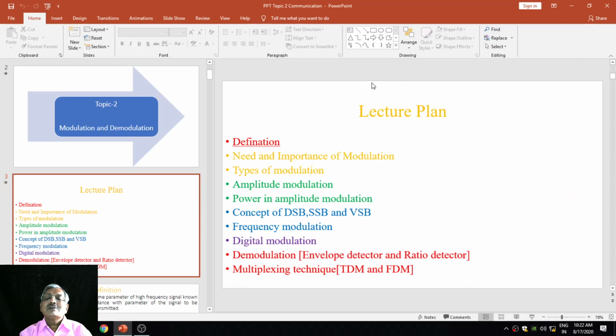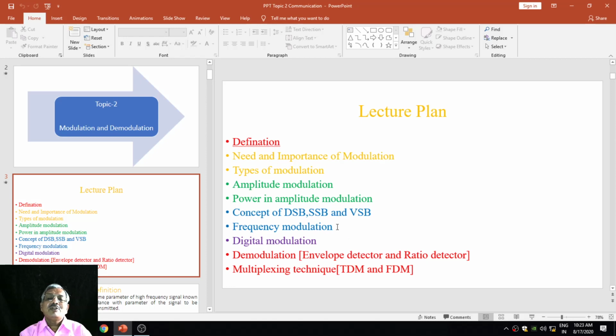We are going to study the topic of modulation and demodulation with this particular lecture plan. First, we are going to study the definition of modulation as well as demodulation. Then we are going to study the need and importance of modulation. We are going to study types of modulation. We are going to study details of amplitude modulation, then power in amplitude modulation, concept of DSB, SSB and VSB, that is concept of double sideband, single sideband and vestigial sideband.